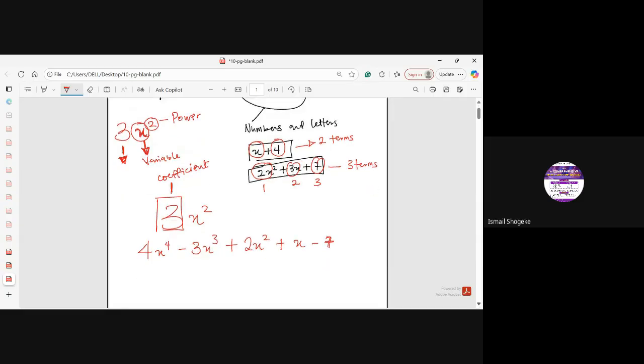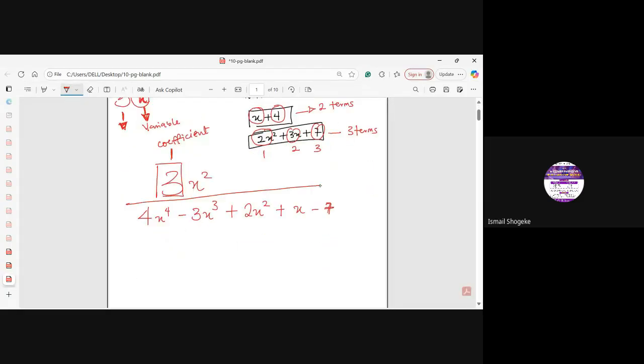Now, this expression here is an example of a polynomial. Why? Because it has so many terms. 4x power 4 minus 3x cubed plus 2x squared plus x minus 7.